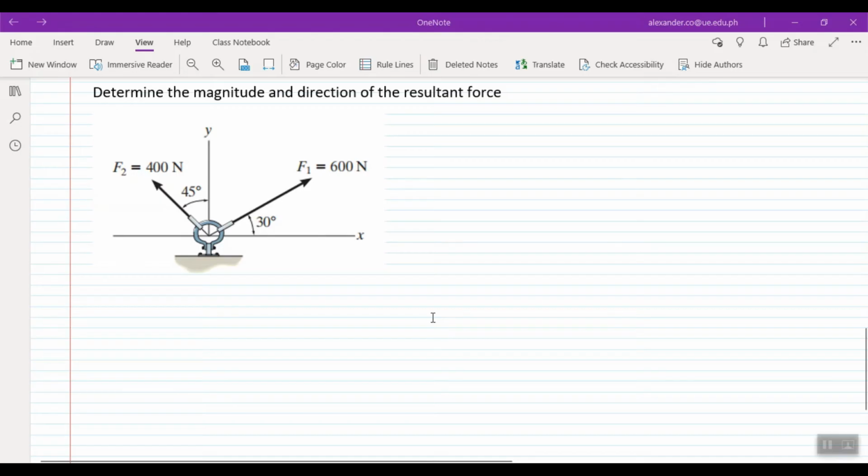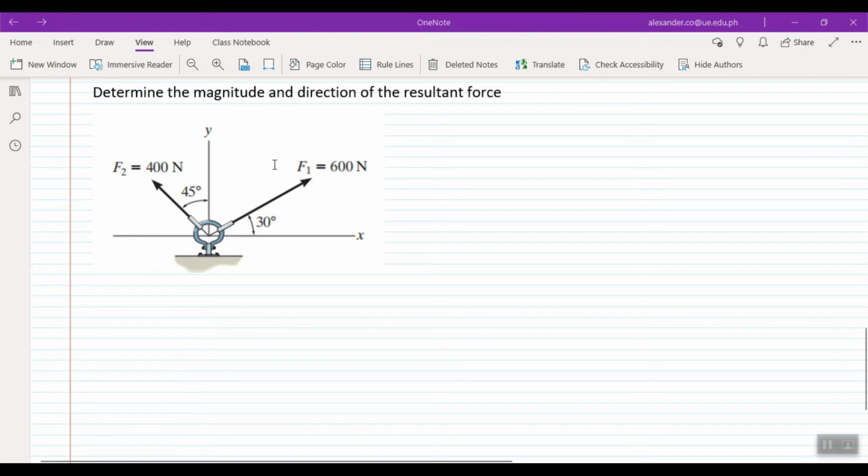So, sample problem tayo. The best way to explain yung addition ng vectors ng coplanar forces is to give you an example. Simple muna tayo. Aalamin natin yung magnitude and direction of the resultant force. Parang katulad din before, kaya lang walang drawing 'to. Wala na tayong triangular law, wala na tayong graphical computation.